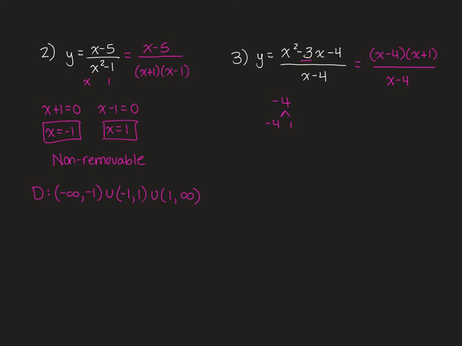Now, before you cancel, you need to find the points of discontinuity. So we set our denominator equal to 0 and solve for x. So x is equal to 4. This is our point of discontinuity. Since it cancels, this is removable. Graphically, this is going to be a hole in the graph. Now our domain, again, we want to break it up at that point of discontinuity. So we're going to go from negative infinity to 4, and then 4 to positive infinity.